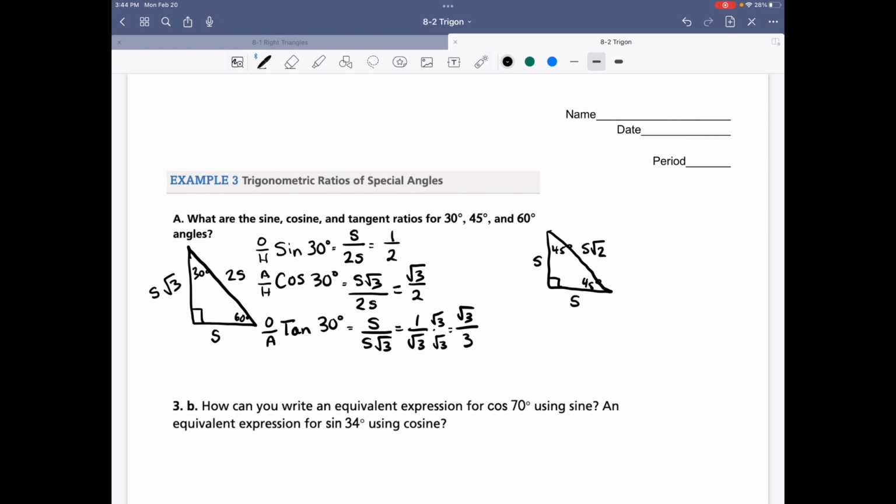But I'm going to do the 60 next, and we're going to see a pattern. For now, I'm going to just move this guy over because I don't have space. We'll get back to him later because the 45 will be the last one that we do. So we have sine of 60, cosine of 60, and tangent of 60. And we're going to do soh, cah, toa, SOHCAHTOA.